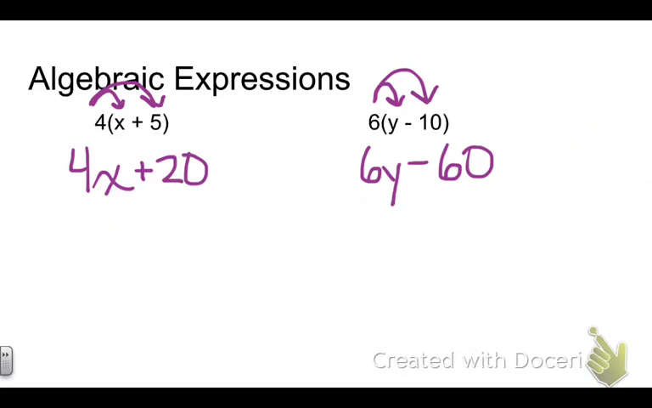All right, you're going to have to watch yourself on two things here. You're going to have to watch yourself on the signs. All right, that is one mistake that people will make. And the second mistake is people will multiply the first term, but they won't multiply the second one. They'll do the 6 times y, but then they'll totally forget to do 6 times 10. So you've got to do them both.